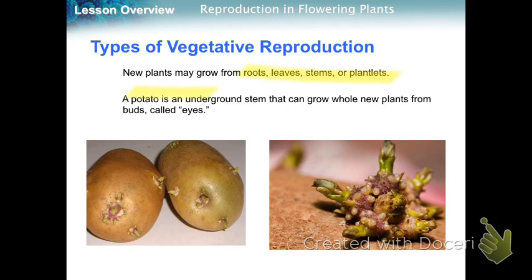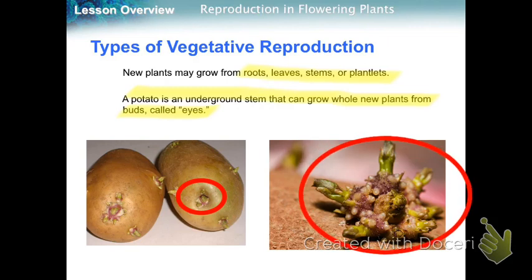A potato is actually an underground stem that can grow whole new plants from buds called eyes. You remember the eyes that we counted in the potato lab in the sprouts? Here's a zoomed in view of it. It's a little baby plant.